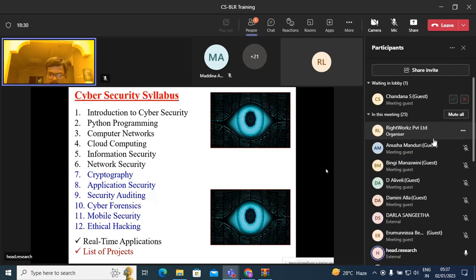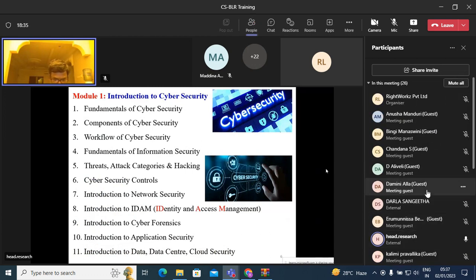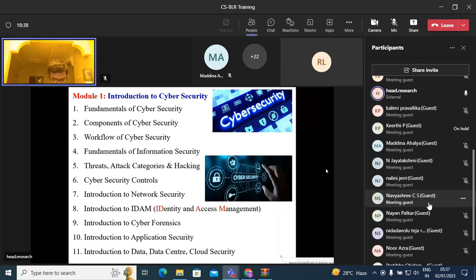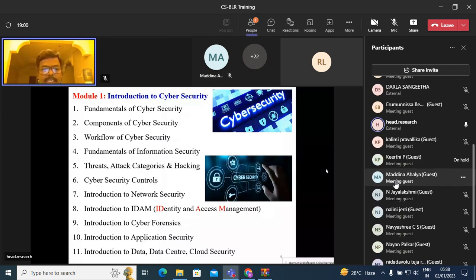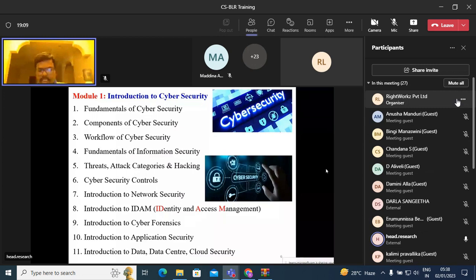In the first module we have covered the fundamentals and components of cybersecurity, the workflow of cybersecurity, fundamentals of information security, threats, attack categories, and hacking. Then cybersecurity controls, introduction to network security, introduction to identity and access management, introduction to cyber forensics, introduction to application security, and introduction to data center and cloud security.